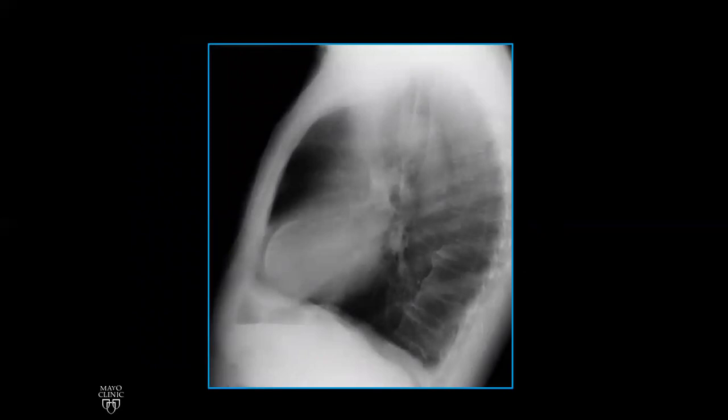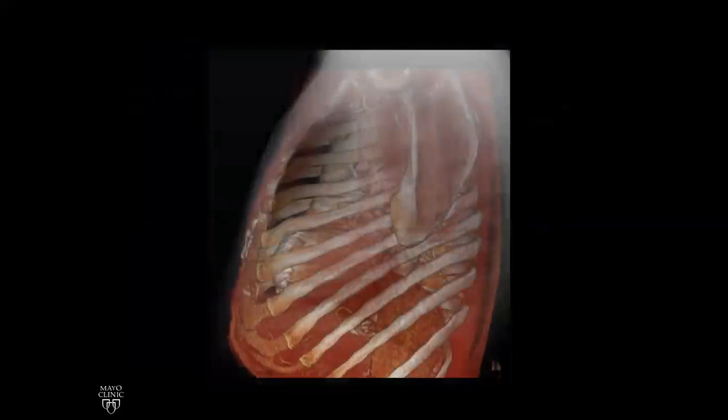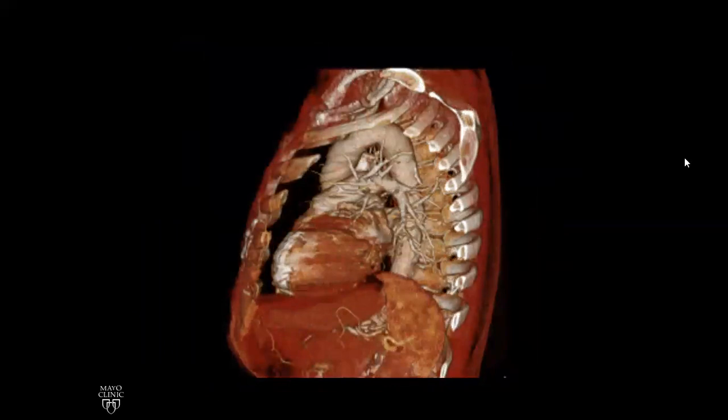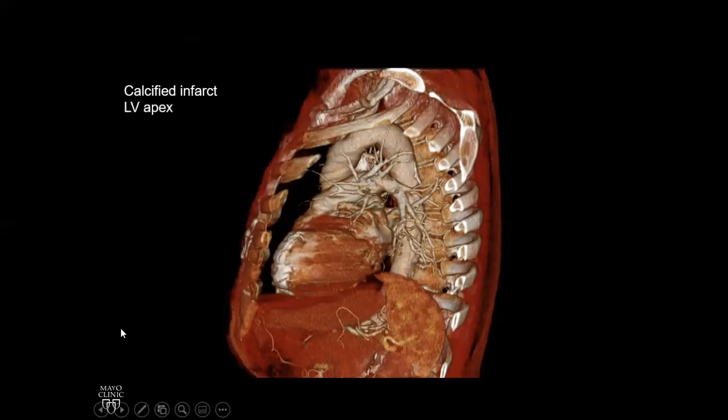Different patient, still talking about the left ventricle. Here's an 80-year-old male. What is that line? If we go to the CT scan and peel away, we can see that that line, this white stuff here, is a calcified infarct at the LV apex right there.